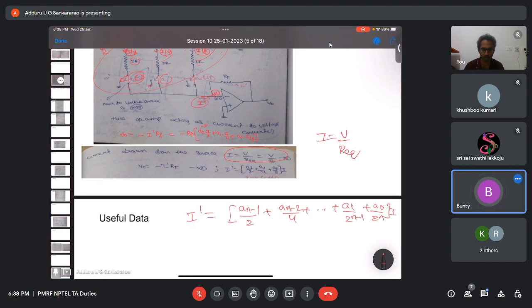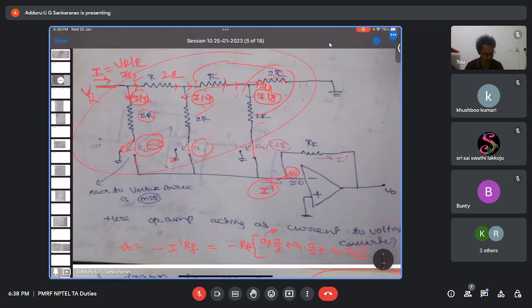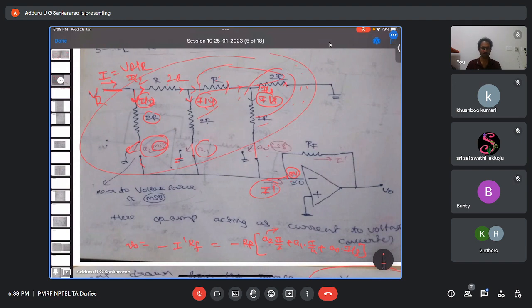So can you zoom that image? This one? Yeah. Which is nearer to the DAC output, that is LSB, because less current is passing. First I by 2 is dividing, and I by 4, I by 8, like that. Which is away, that is MSB.